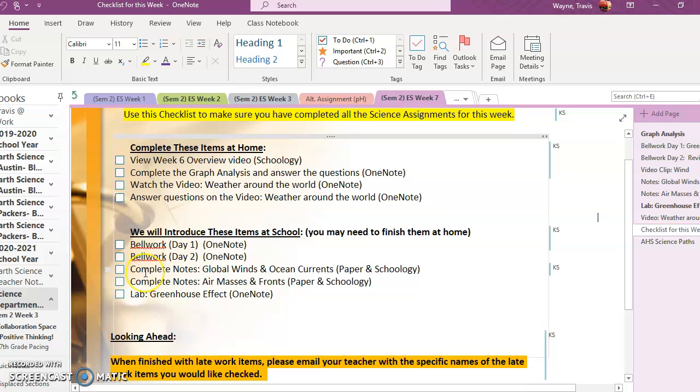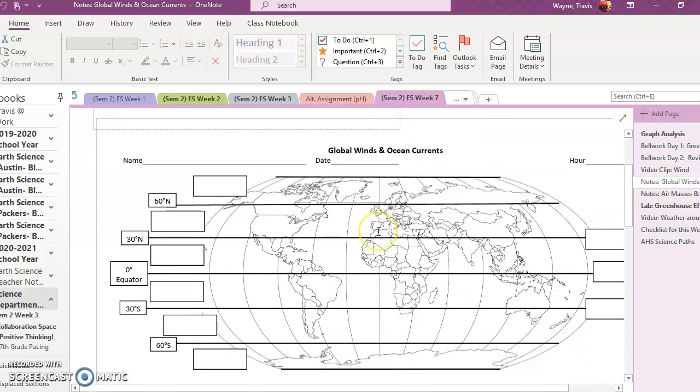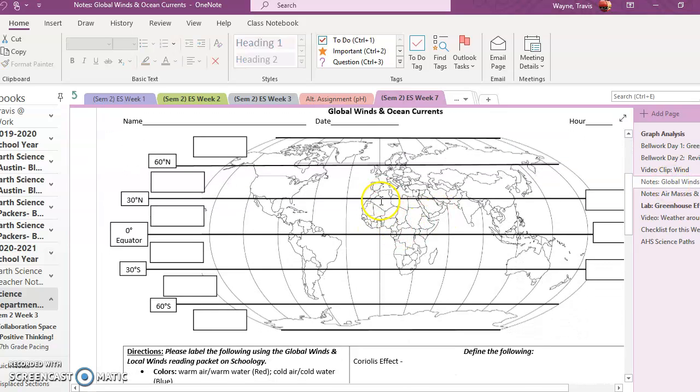We are also going to be completing 2 sets of notes this week as well. One is going to be on global winds and ocean currents. The other one's going to be on air masses and fronts. Global winds and ocean currents is going to be provided over here on the right side as well.